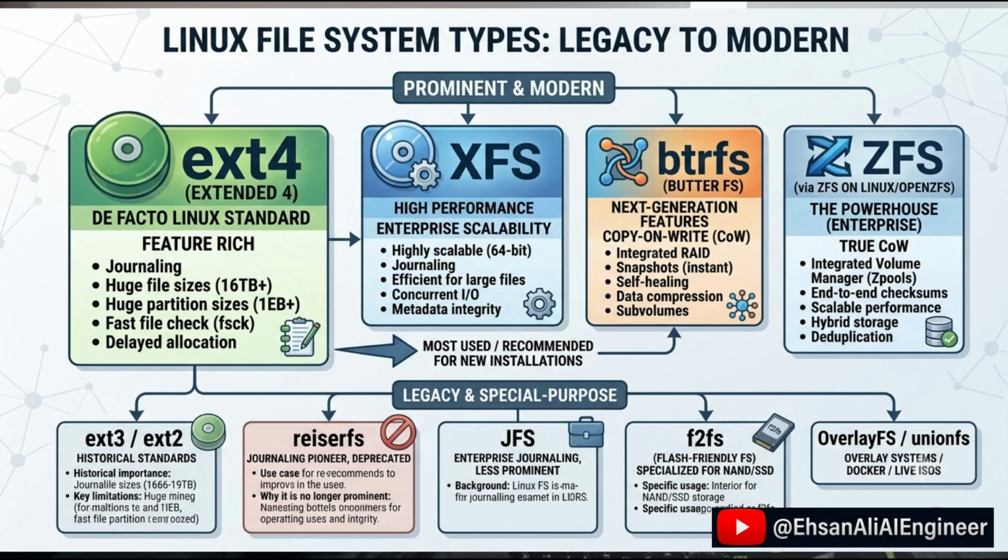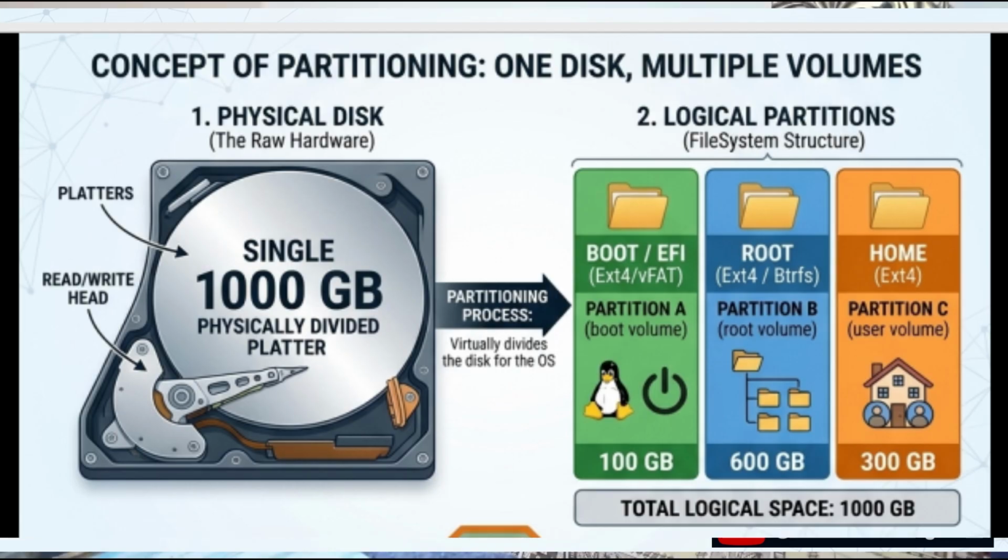Before going into the details of the file system, let us understand what a partition is. A partition is a physically contiguous section of a disk. It divides a single disk into multiple logical sections so that different parts of the system can be separated and managed independently.